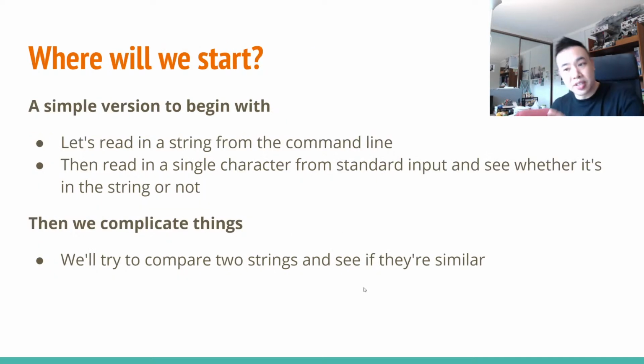So we're going to start simple, really simple. We're going to read in a string from the command line. Then, given all those words that we've taken from the command line, we're just going to read a single character from our standard input and see whether it is in that string or not. So the first thing we're testing is just character matching, and then we'll go on further and compare whether a word is like another word or not.